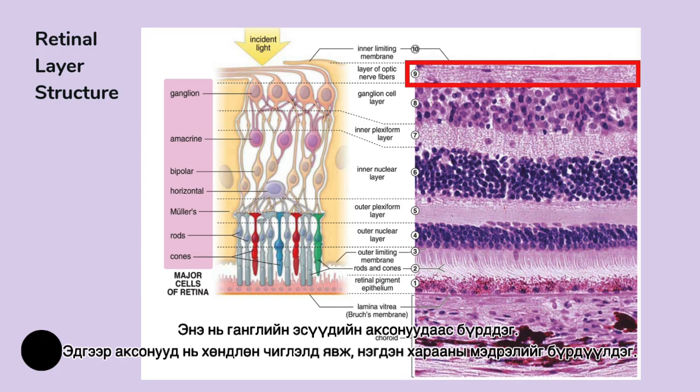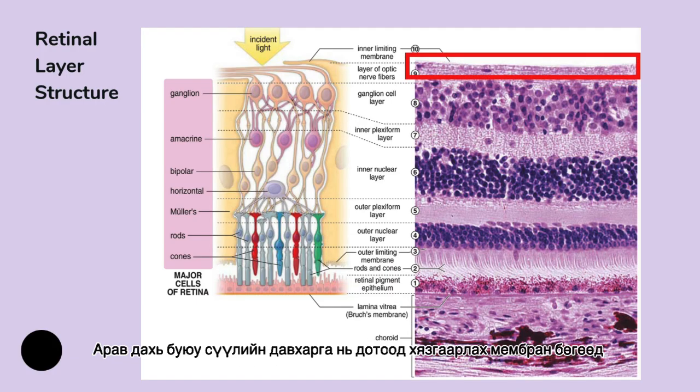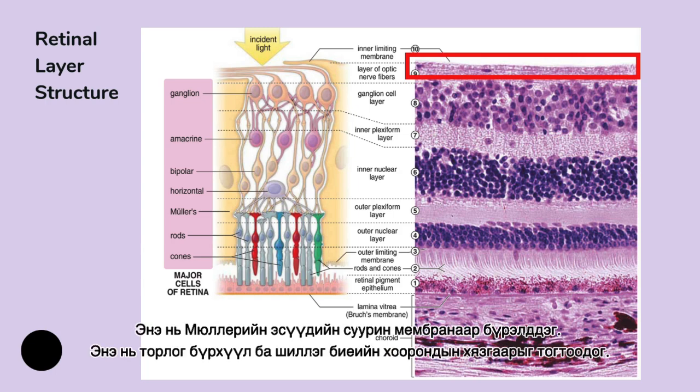It is composed of axons from ganglion cells that run horizontally and converge to form the optic nerve. The 10th and final layer is the inner limiting membrane. It is formed by the basement membranes of Muller cells and serves as the boundary between the retina and the vitreous body.